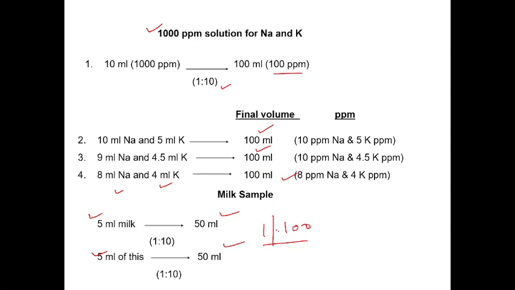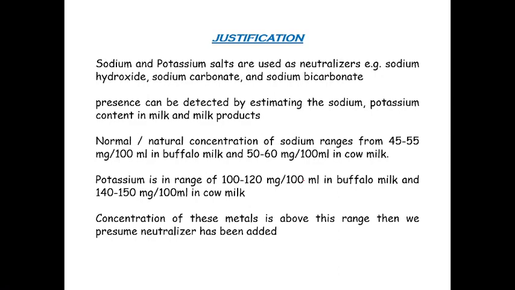Okay, so this is why we are diluting the sample to 100: by doing so we will have the range which we want, say 5 to 10 ppm of sodium and potassium in the sample. So that way we have to dilute by 1 to 100. Okay, so sodium and potassium salts are used in neutralizers.